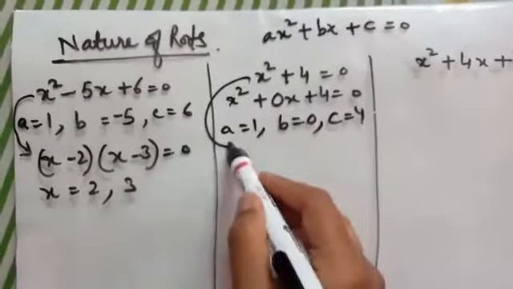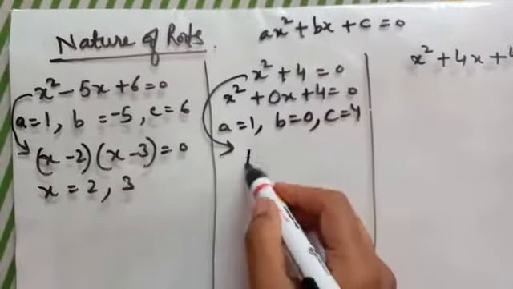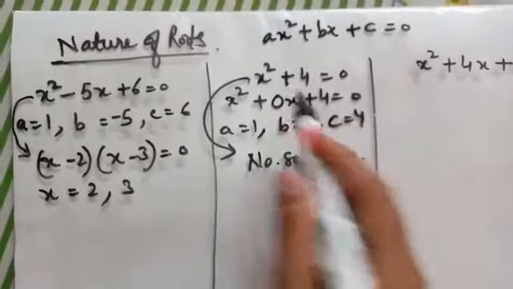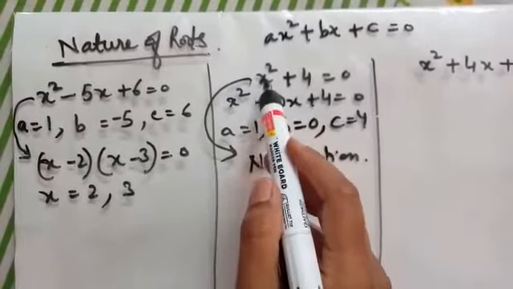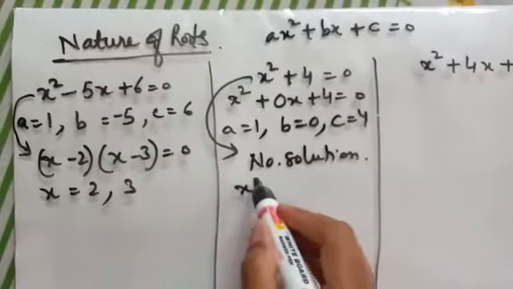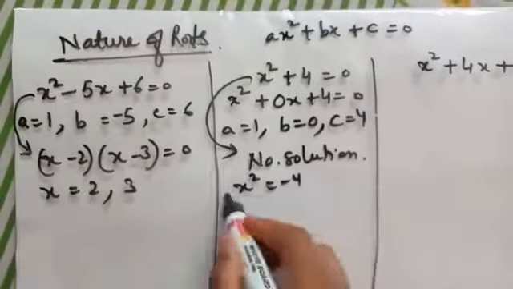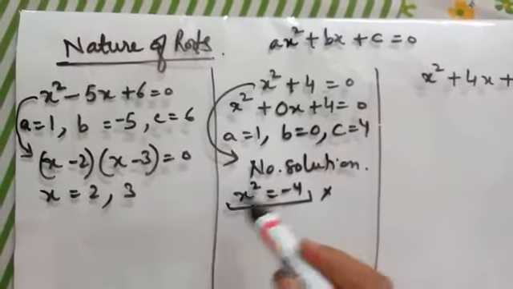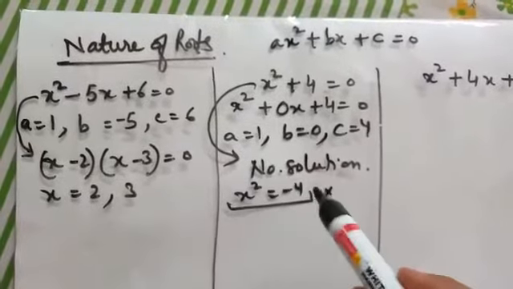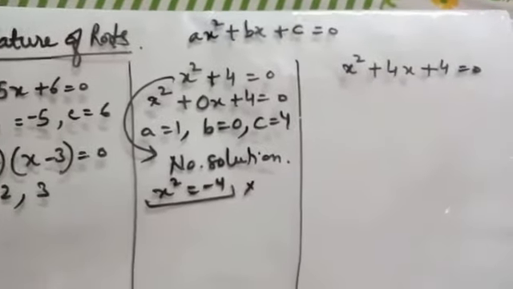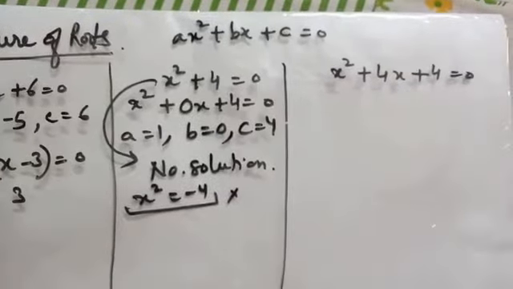Now if I wish to factorize this, I know I cannot find any answer, no solution. Why am I saying this? Because there cannot be any squared value which we add to 4 and the answer comes 0. You may write this as x square is equal to minus 4, which is not possible for me at least now, because I cannot find any number whose square is negative. So in such a case, the solution is not possible.